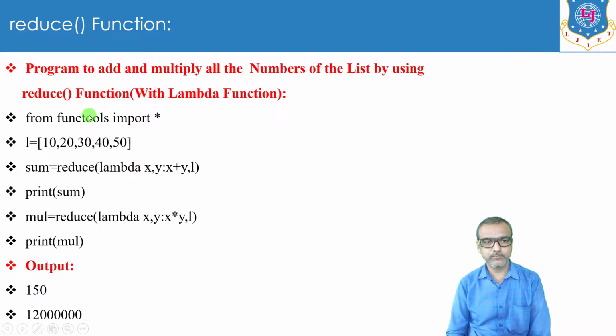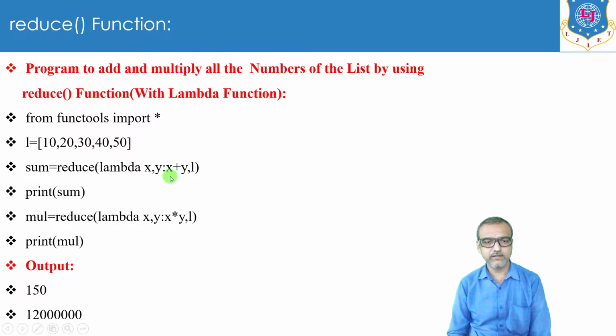See, here is one program based on reduce function. Program to add and multiply all the numbers of the list by using reduce function with lambda function. So first of all we will write down from functools import star. We have list L, and in list L we have these elements. Then sum equals reduce lambda, this is the keyword, x comma y, these are the arguments. Don't forget to write down colon x plus y comma L.